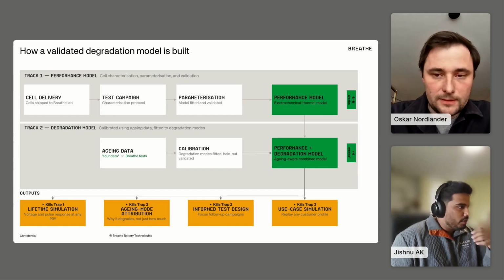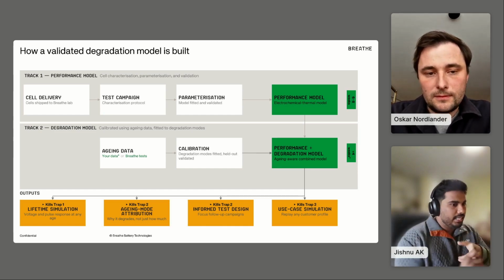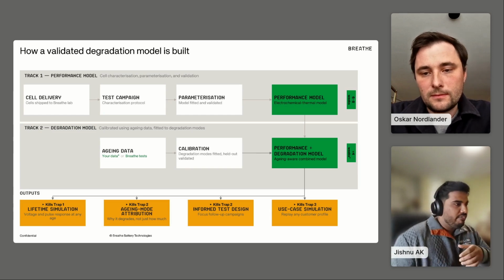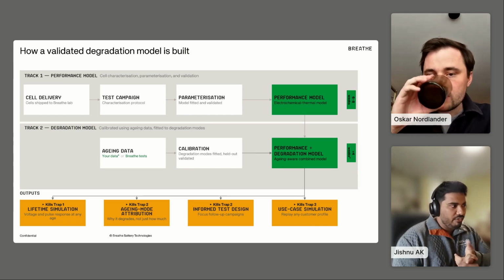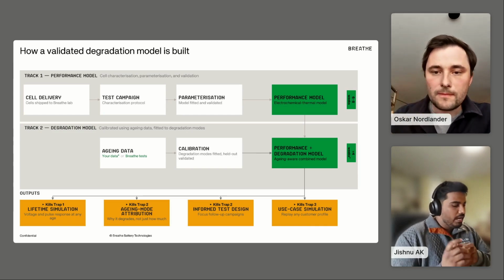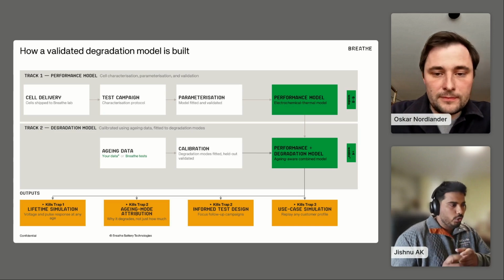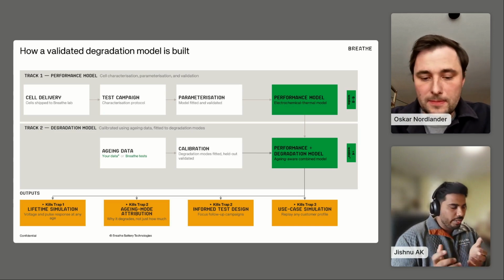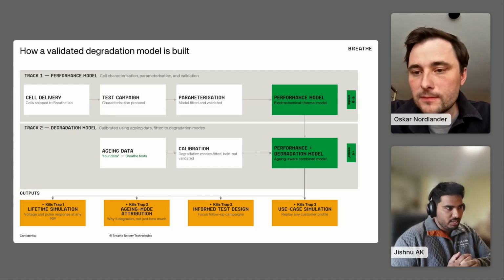Looking at it a bit more closely, in track number 1, the idea is the customer sends us a few number of cells. We do an extensive test campaign on it. This could include a wide variety of tests, including half cell 3 electrode measurements, SEM images, etc., and also a lot of full cell tests, including TCI test, WLTP, constant current experiments, etc.